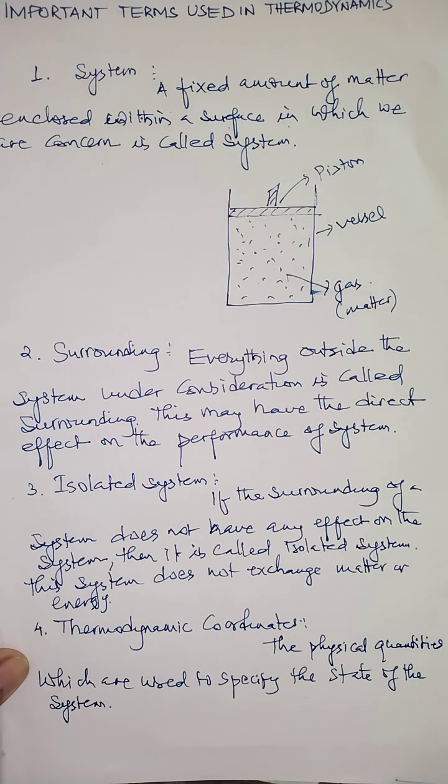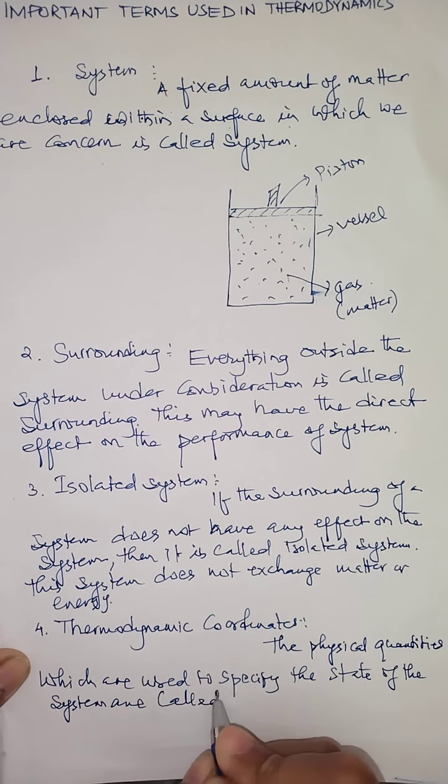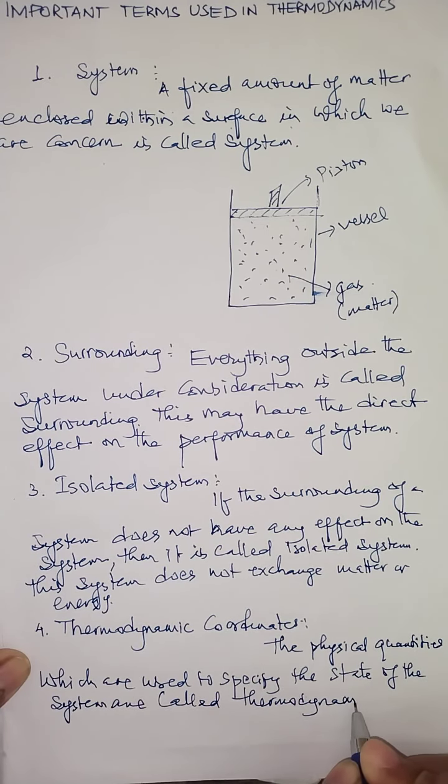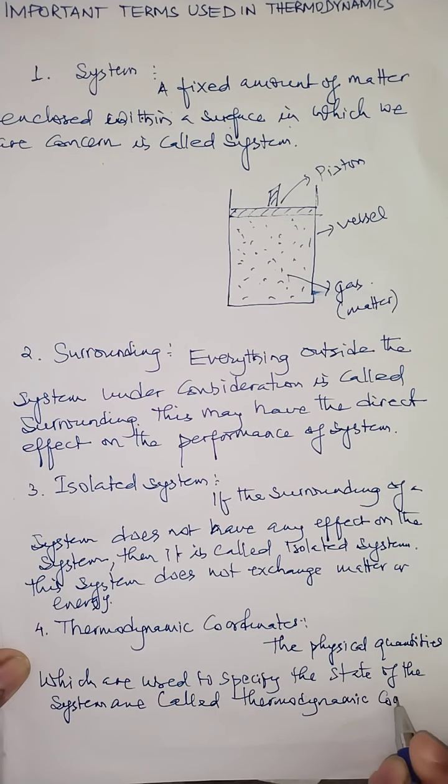And these physical quantities are called thermodynamic coordinates. And children, the most important part under thermodynamic coordinates is that using these coordinates, these physical quantities, we can find the internal energy of the system. You need to understand the internal energy, which I'll teach in other videos, but using thermodynamic coordinates we can define the internal energy of the system.